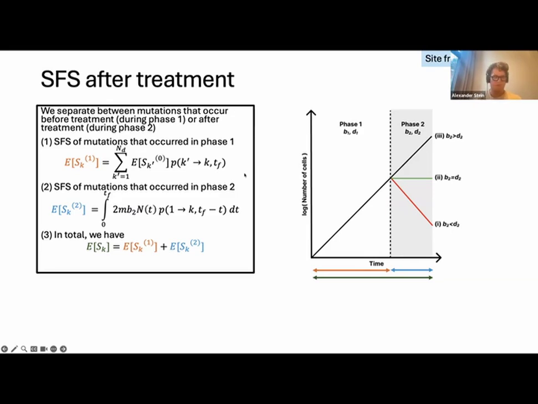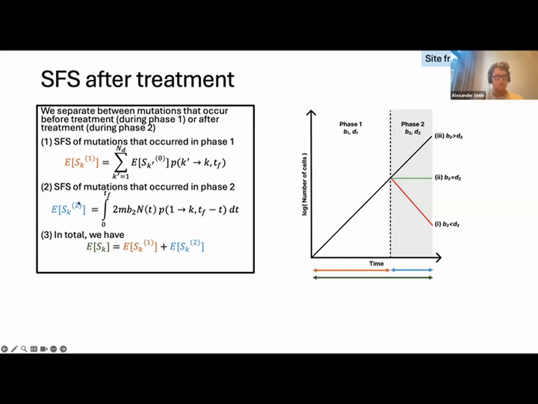And for the first one, we essentially take the result from the exponential growth phase, which gives us the site frequency spectrum at the time of detection, and then sample using the probability mass function of this birth-death process. So we have sk prime, and we want to know that all these clones of size k prime grow to size k in the time tf of treatment. And we sum over all the possibilities.